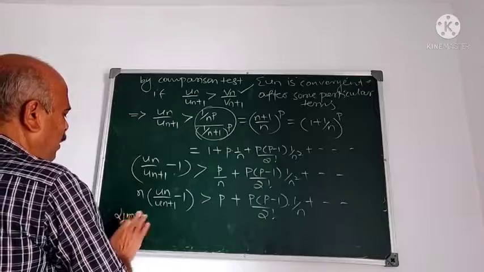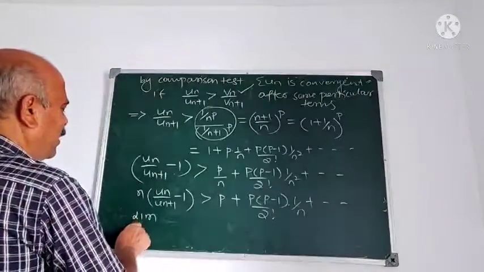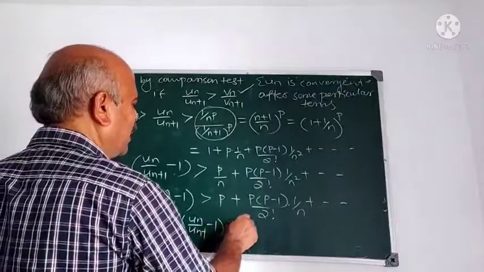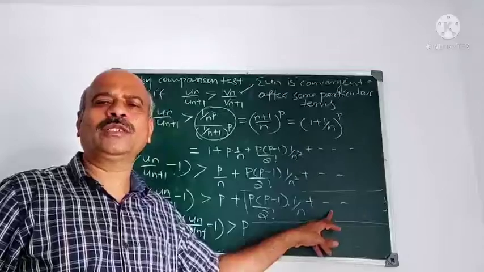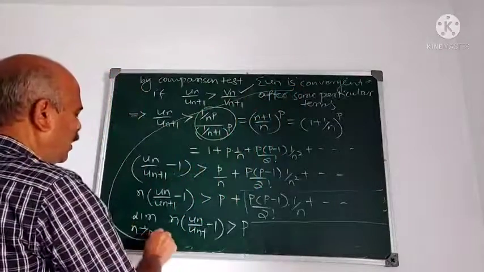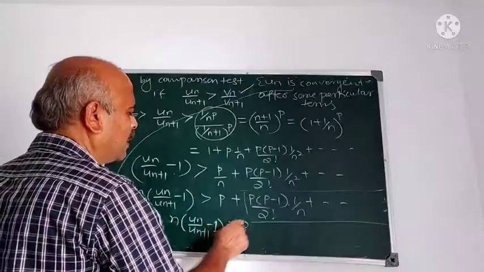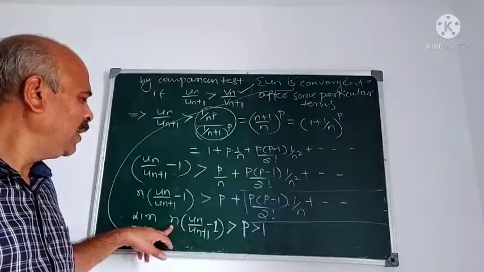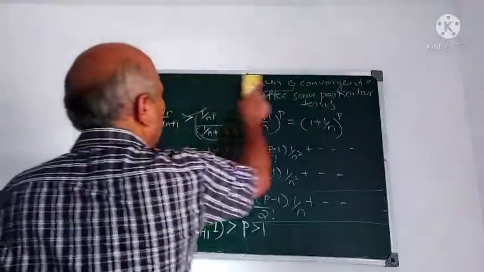Now, we take limit as n tends to infinity. n into un upon un plus 1 minus 1 is greater than p, because as n tends to infinity, this becomes 0, because it is 1 upon n, and the next term involves 1 upon n square, and so on. So, sigma un converges if limit n tends to infinity n into un upon un plus 1 minus 1 is greater than p. But what we have taken? P is greater than 1. Therefore, sigma un converges if limit n into un upon un plus 1 minus 1 is greater than 1. Now, second case.